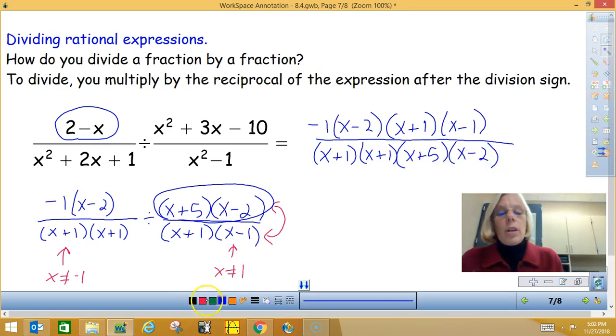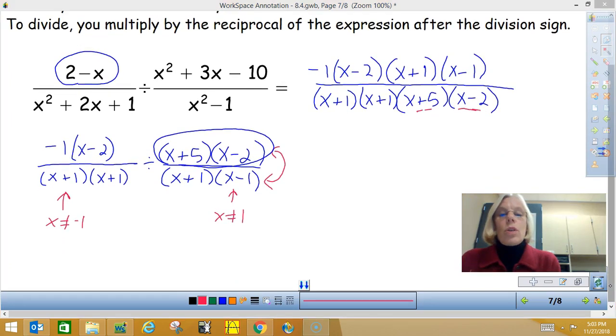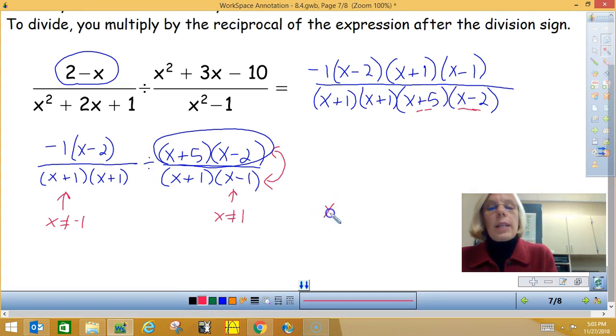Now I have additional restrictions because x cannot equal negative 5 and x cannot equal 2. Any factors that show up in the denominator, we have to be concerned about the restrictions. So I'm going to add to my restrictions. I'll list them all here. X cannot equal negative 1. X cannot equal positive 1. X cannot equal negative 5. And x cannot equal positive 2. These are my restrictions.